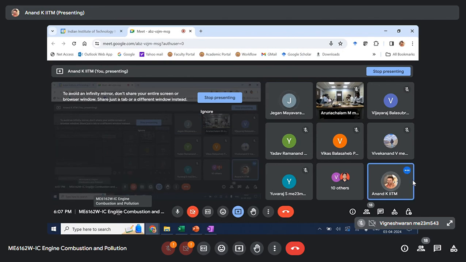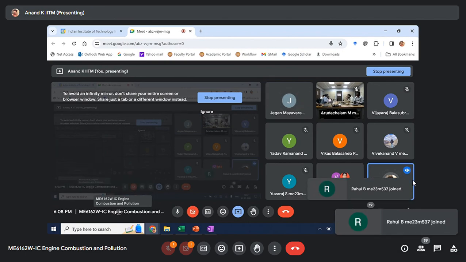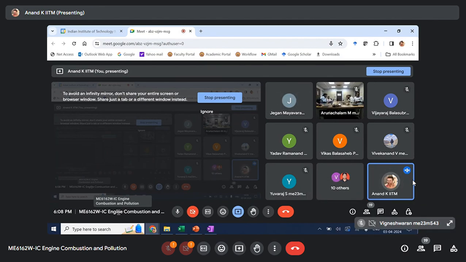That is fine. Here also we can do that. The nomenclature generally followed is we can take compression TDC as 0. Any angle before that can be taken with a negative sign. Any angle after that can be taken with a positive sign. So sometimes we also use A TDC and B TDC, after TDC and before TDC.